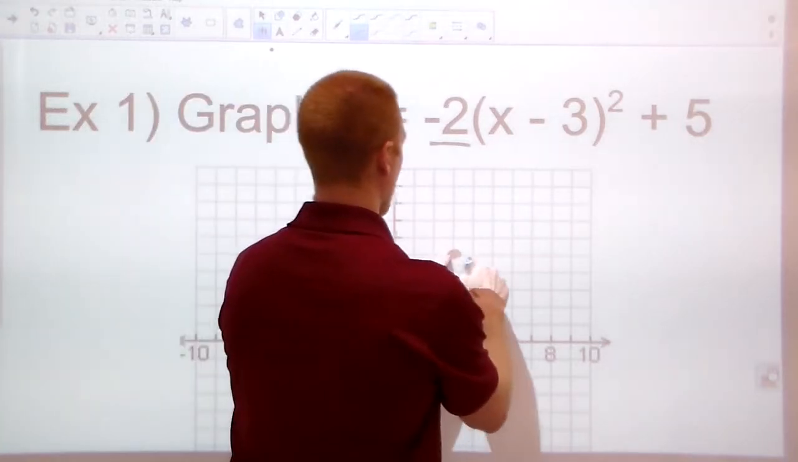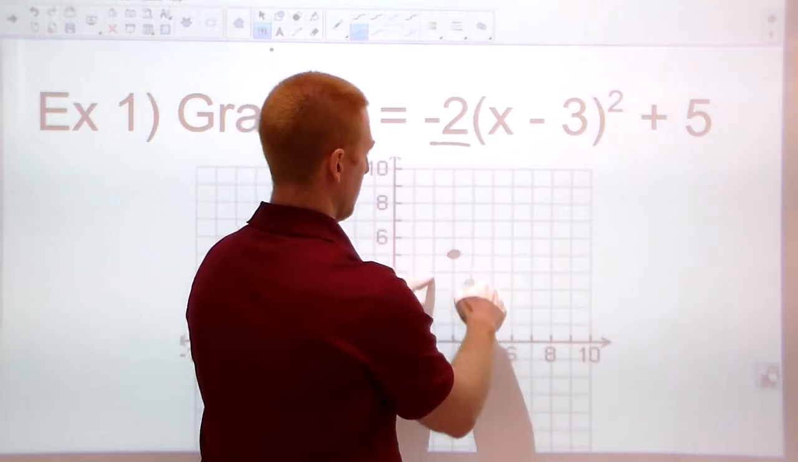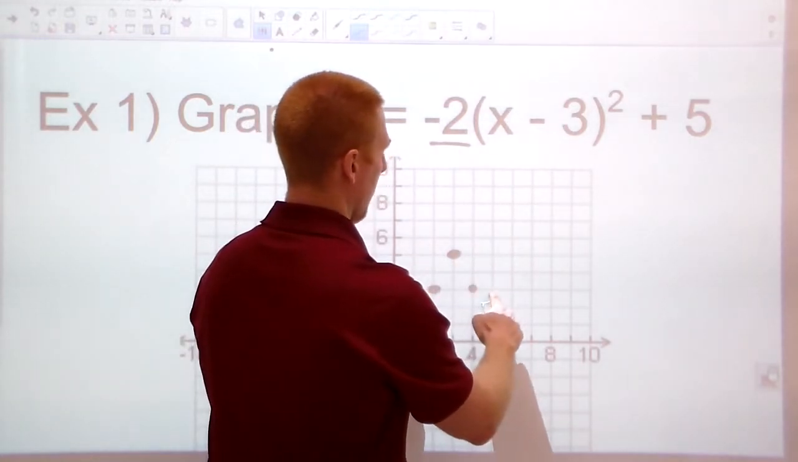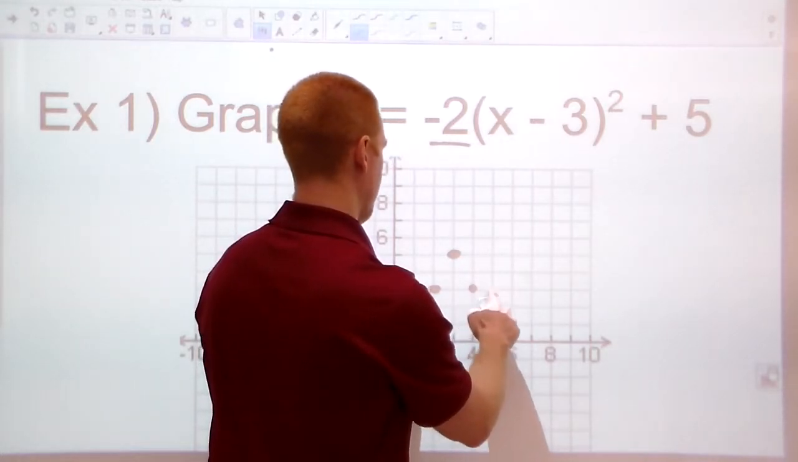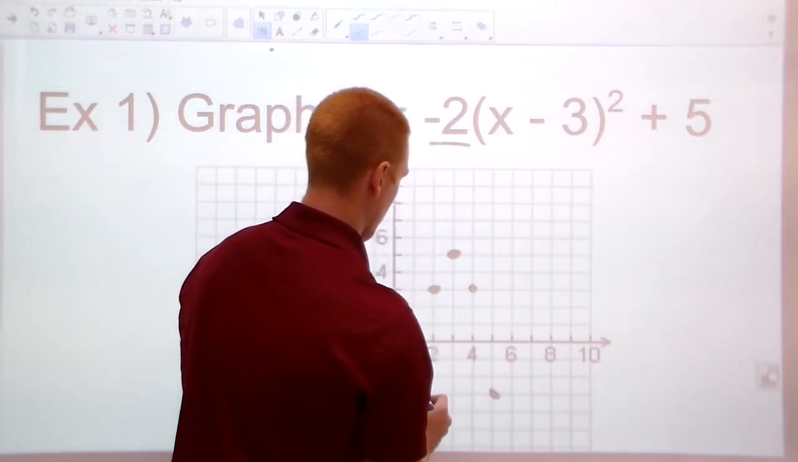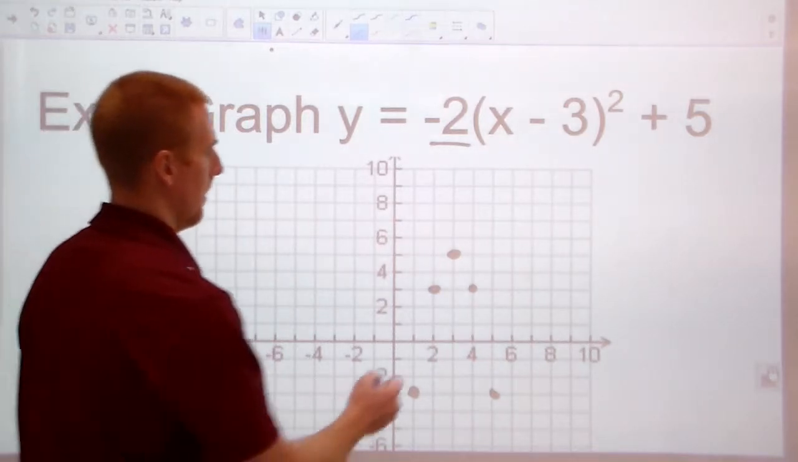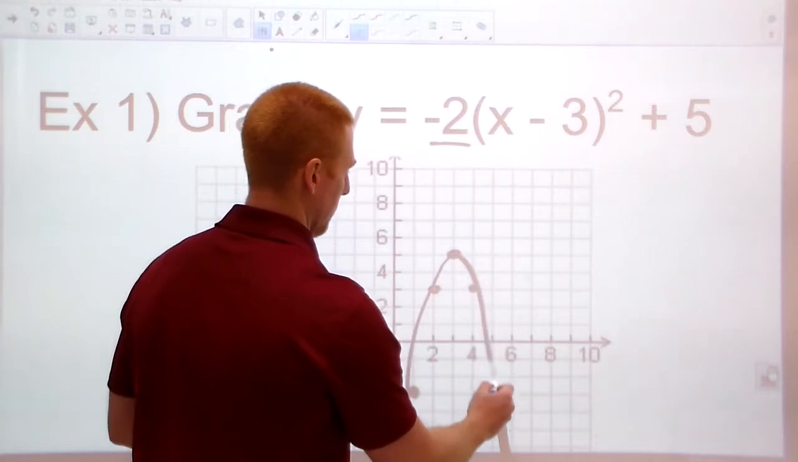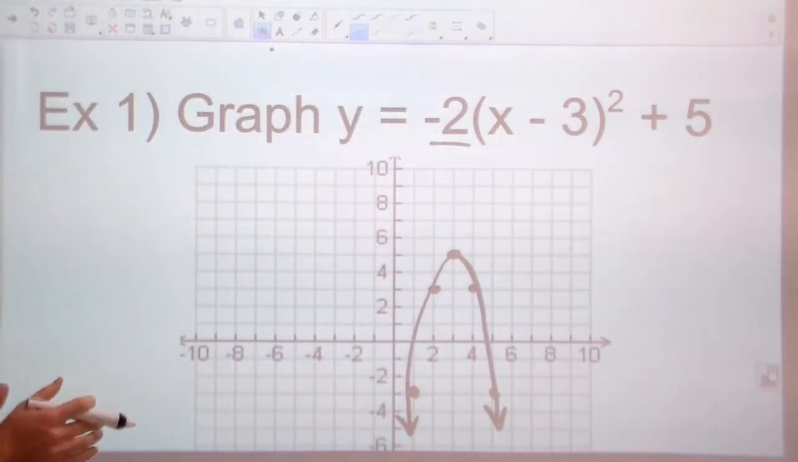Now normally if I go over 1 either direction, I go up 1. Well, this will be times -2, so I'll go down 2. And normally if I go over 1 more, I go up 3. Well, this will be twice that, and it'll be negative. So I'm going to go down 6 every time I go over 1 more, left or right, and so on. 5 points is typically enough. That's what I'm going to ask you to at least give me 5 points when you do your graph. And one of those points does need to be the vertex. That's really important that the vertex is on there.